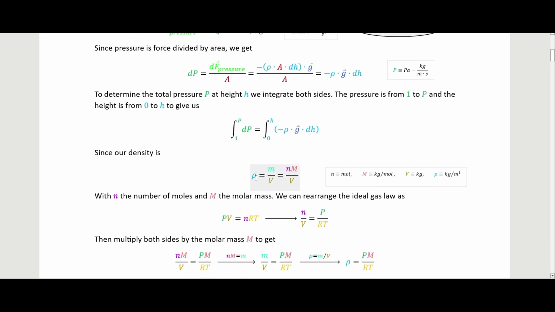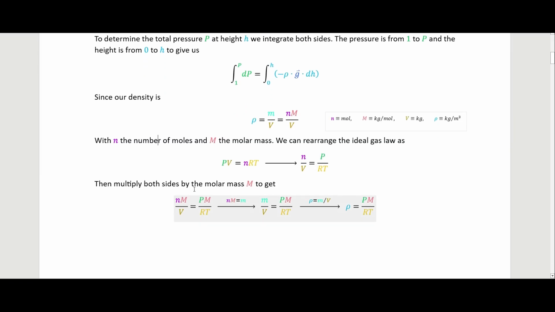Since our density rho is equal to the mass divided by volume, we can get that by taking the number of moles and multiplying it by the molar mass of our particle and dividing that by the volume. And so we can rearrange the ideal gas law like this. So the ideal gas law is PV equals nRT. We just rearrange it so we have n over V equals P over RT. We then multiply both sides by the molar mass, so we get nM over V equals PM over RT. We know that n times M is equal to the mass right here, so we get the mass divided by volume is equal to this PM over RT. And we know that rho is the mass divided by volume, so we can just substitute rho in for this m over V right here.